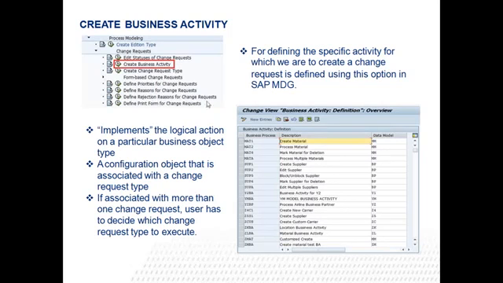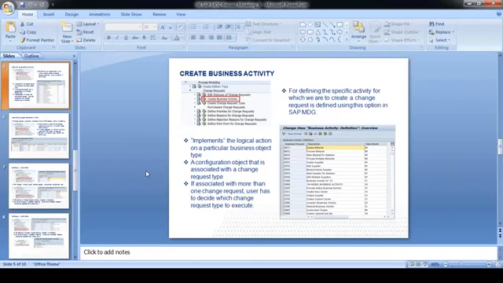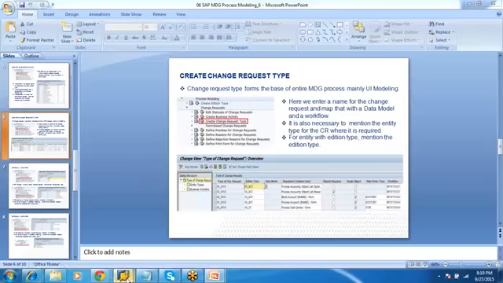Okay. Thank you. I think it is clear about the business activity now. Yeah. Now it is further segregation. Create change request type. So here in the create change request type, what details are we mentioning? Let us see that also in the system.